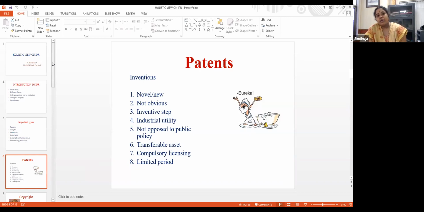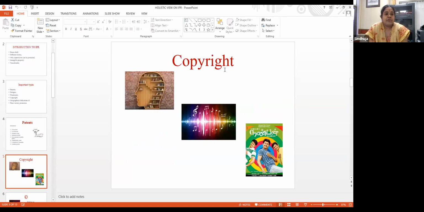So once you understand what an IPR is, now you understand what basically a patent is. Basically, a new invention which offers a solution to a major problem. Those things are called patents, and that is the area you have to focus on, being in the IT field. And then coming to copyright.